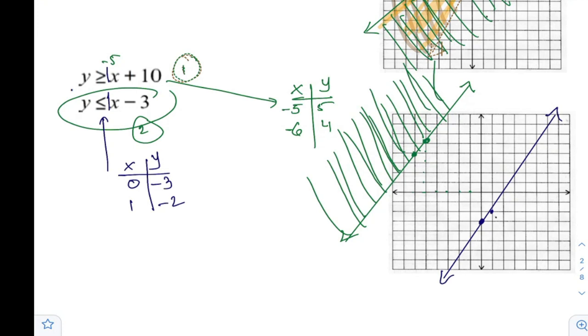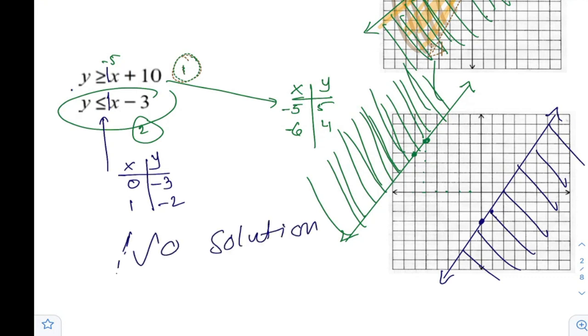We cannot say no solution just because they are parallel lines, because the slope is equal. But we need to shade first. Y less than or equal, then the shading will be below. Now, is there any common shading? No. So in this case, we have no solution.